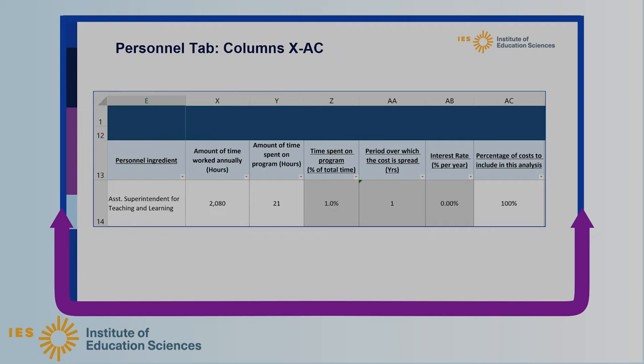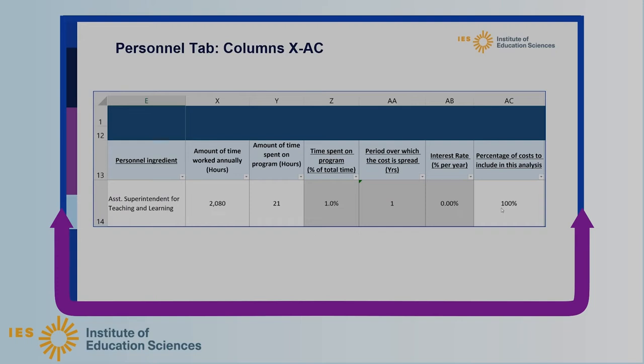Column AA is the period over which the costs are spread. In this tab, this is auto-populated based on whether you indicated that the ingredient is a startup or ongoing requirement. Any ongoing costs are automatically assigned to a single year, so you'll see a default interest rate of zero in column AB, as no amortization is needed for this ingredient. You can use column AC to change what percentage of this ingredient cost is included in your analysis.